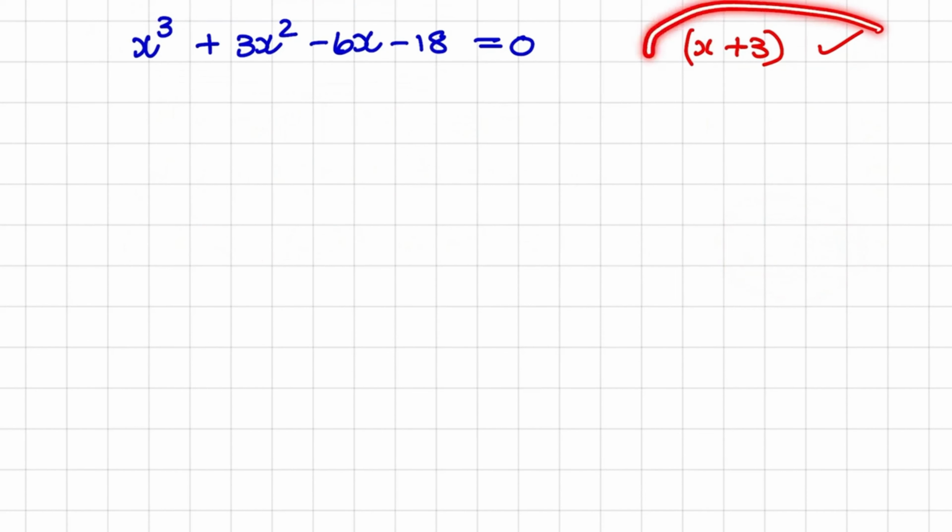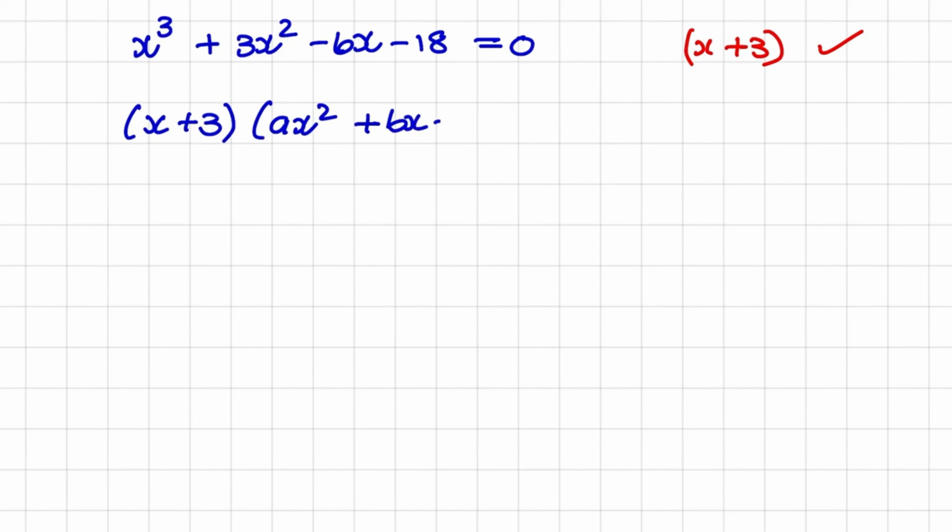So now that we have x plus 3 as a factor, we can create a bracket where it says x plus 3 times ax squared plus bx plus c equal to 0. So we have partially factorized this cubic expression.